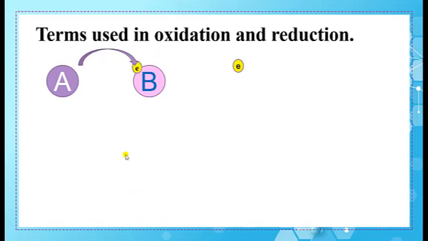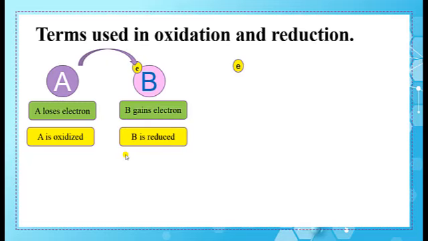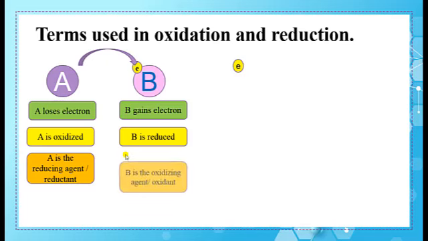Example, here an electron moves from A to B. A loses the electron, then B gains the electron. Since A loses an electron, then it undergoes oxidation, or we say that it is oxidized. Now B gains the electron, then it undergoes reduction, or it is reduced. A undergoes oxidation, then it is the reducing agent. It caused the reduction of B, while B is the oxidizing agent since it causes the oxidation of A.